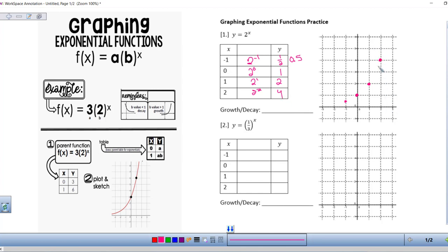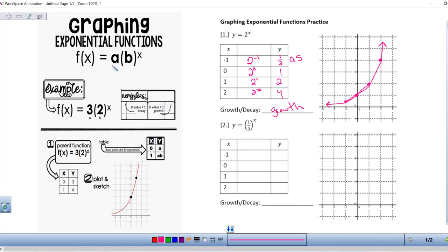So now with these 4 points, we can really see where this curve is going. 2 is not quite enough. Sorry, my curve's not the greatest. Okay, and we see that this is a growth. It's going up. We could have noticed that at the very beginning because our b value is greater than 1.